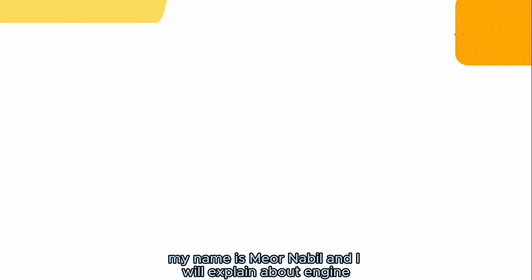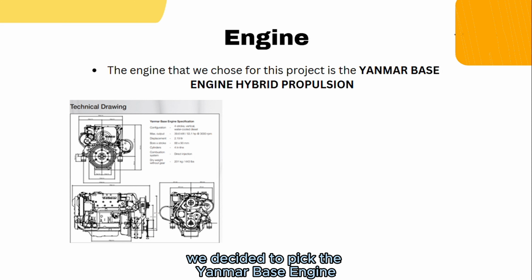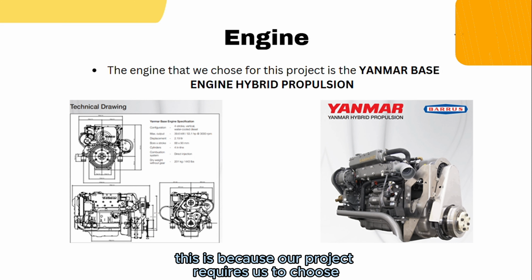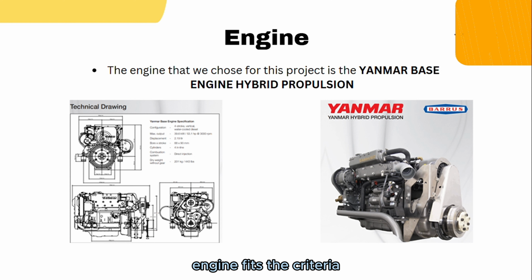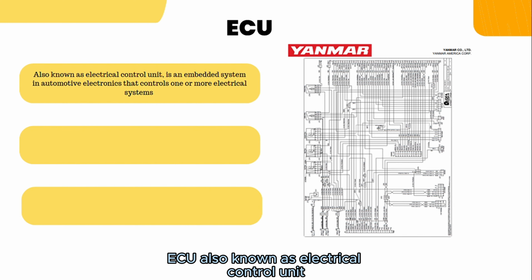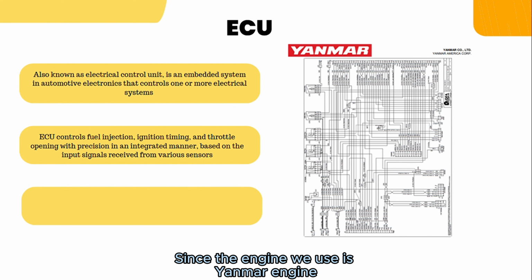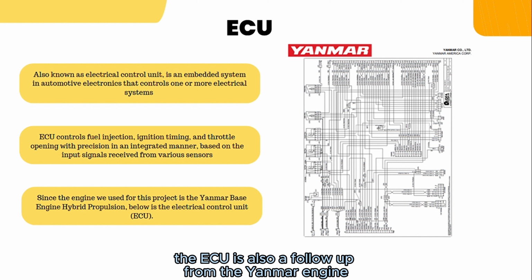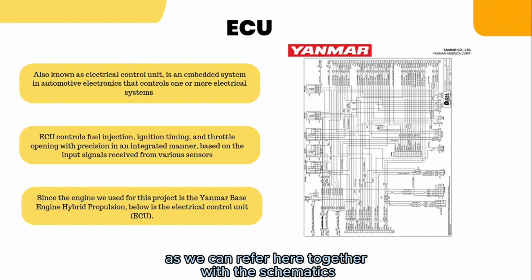My name is Mio Nabil and I will explain about the engine, ECU and motor. For the engine, we decided to pick the Yanmar-based engine hybrid propulsion. This is because our project requires us to choose a hybrid engine for the ship, and the Yanmar engine fits the criteria. Next, the ECU. ECU, also known as Electrical Control Unit, is an embedded system in automotive electronics that controls one or more systems in a motor vehicle. Since the engine we use is a Yanmar engine, the ECU is also a follow-up from the Yanmar engine, as we can refer here together with the schematics.